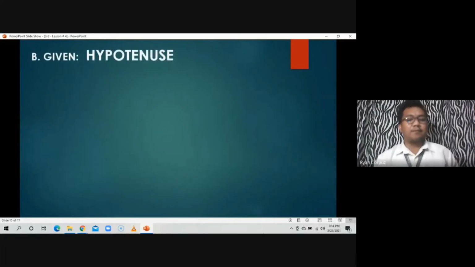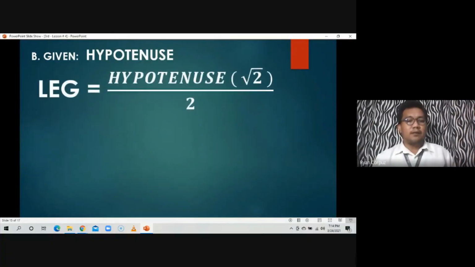Next, letter B. What if the given is the hypotenuse? So, given the hypotenuse, we are going to find for the measure of the leg. So, to find for the measure of the leg, it will be equal to the hypotenuse times square root of 2 divided by 2. So, pwede rin divide mo na by 2, then saka multiply by square root of 2. So, let's take for example, paano? Kung given natin 45, 45, 90 degrees special right triangle, so let's say ang given na hypotenuse is 50. Measure of the hypotenuse is 50.